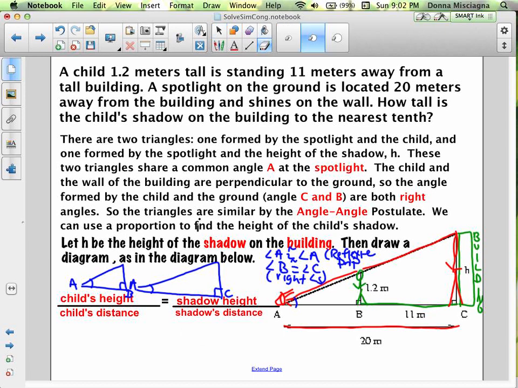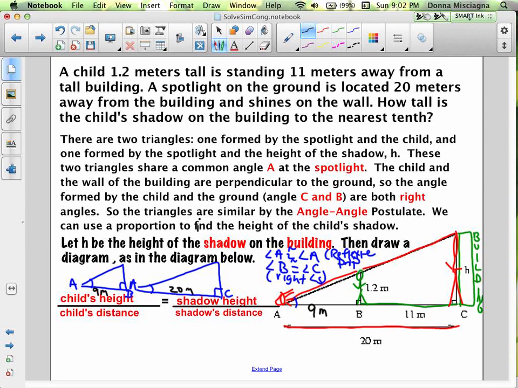What we need is the height of the child and the shadow, and we need the distance of the child to the light and the shadow to the light. Right? The distance from the child to the light is not given, but we can easily find it. You subtract 20 minus 11, and the leftover is 9 meters. That's the measurement you need, the 9 meters. That's the distance from the light to the child. The distance from the light to the shadow is 20 meters.